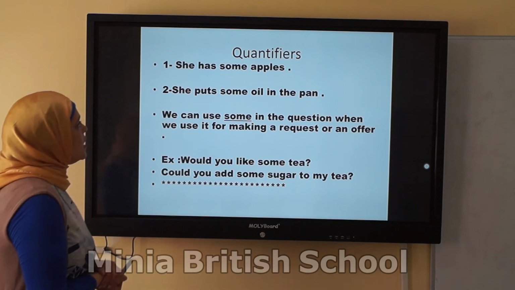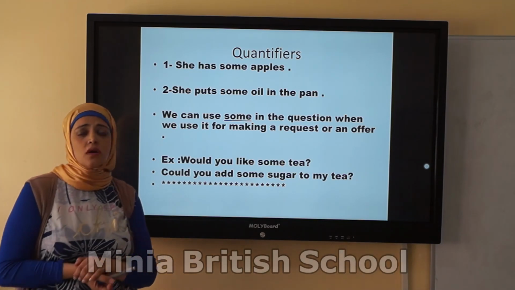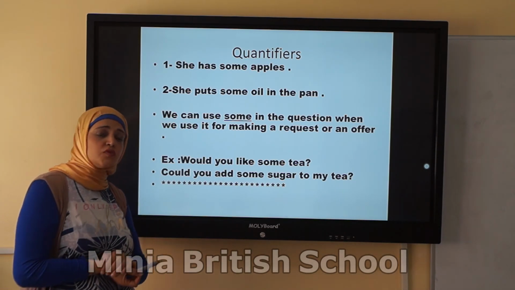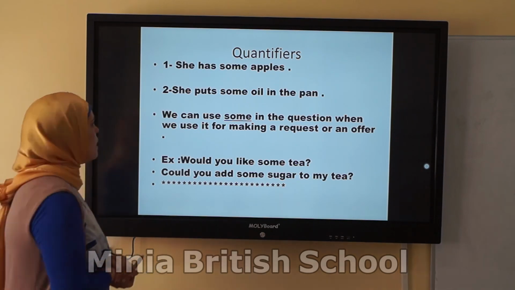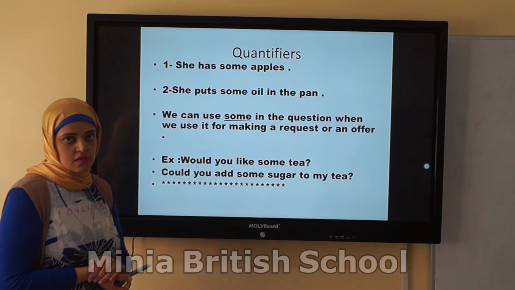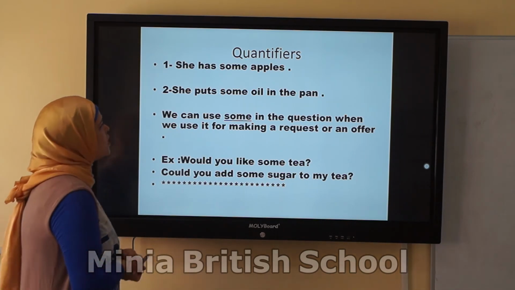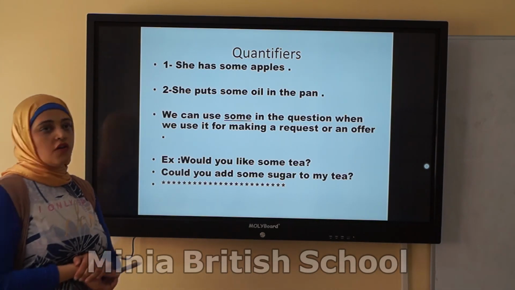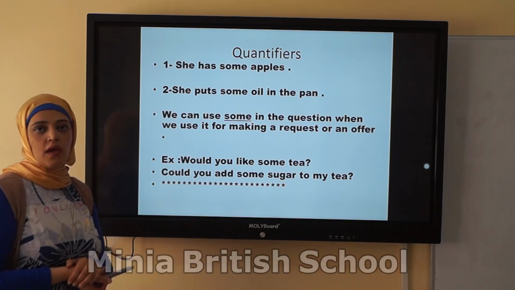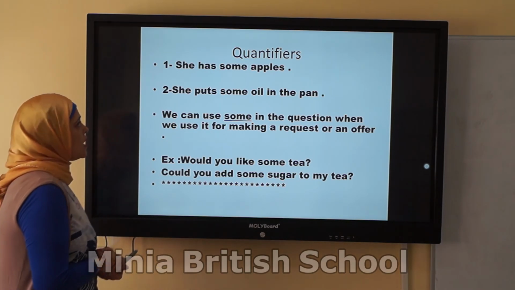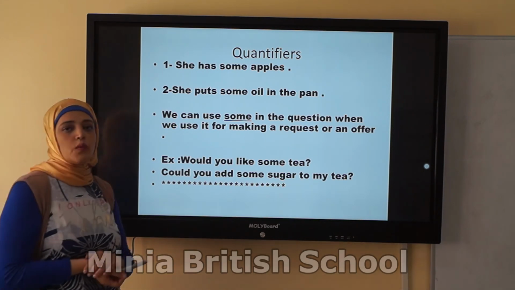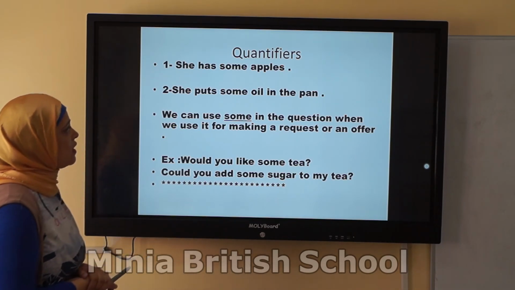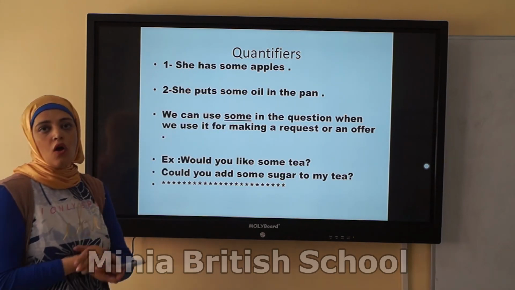Now we have some. Some is a quantifier that we use with both countable nouns and uncountable nouns. How? She has some apples. She puts some oil in the banana. In the first sentence, we use some with a countable noun, apples, and in number 2, we used it with an uncountable noun, oil: some oil.